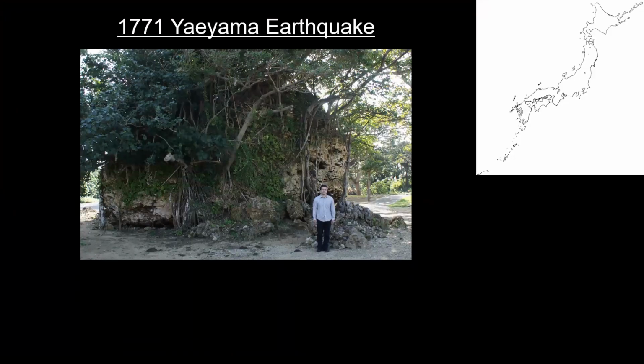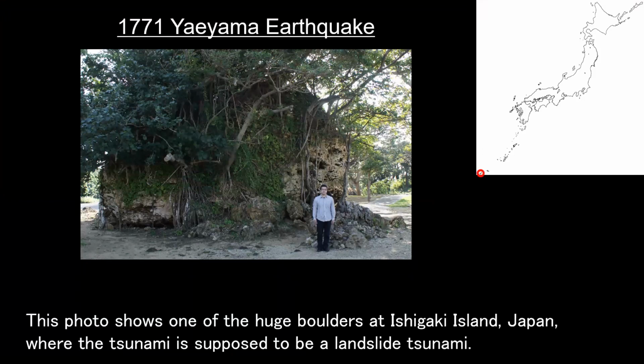In another example, this site is here in Japan. This photo shows one of the huge boulders at Ishigaki Island, Japan, where the tsunami is supposed to be a landslide tsunami because the earthquake was not strong. Dr. Iribe in the photo is 1.71 meters tall.